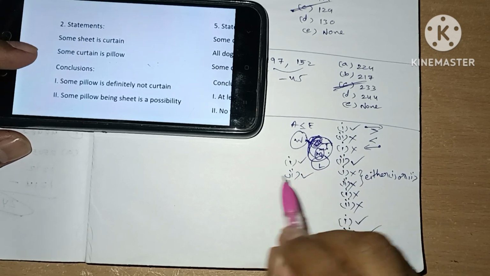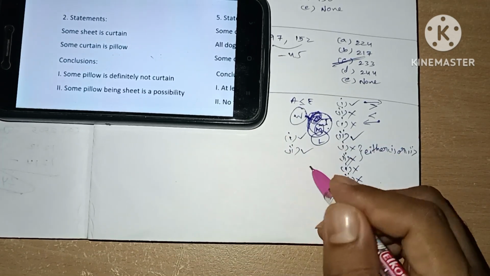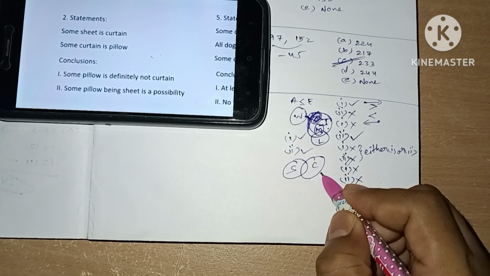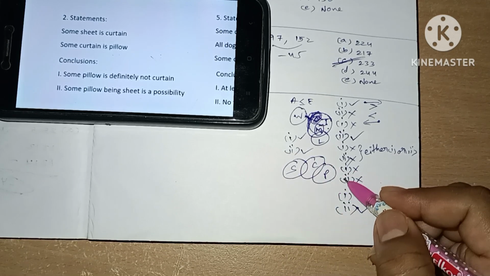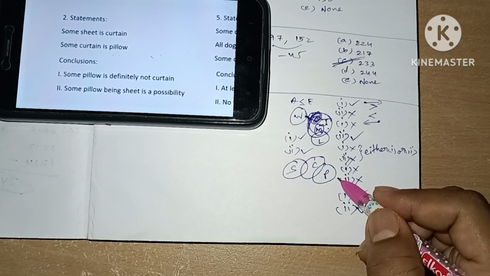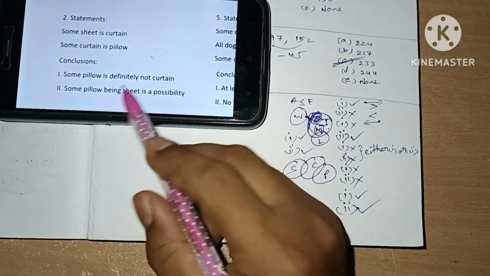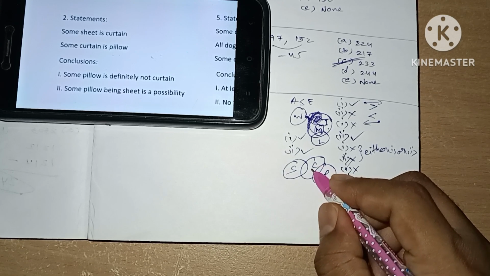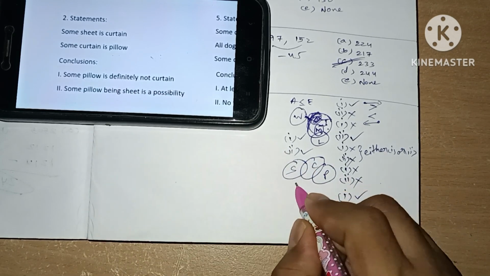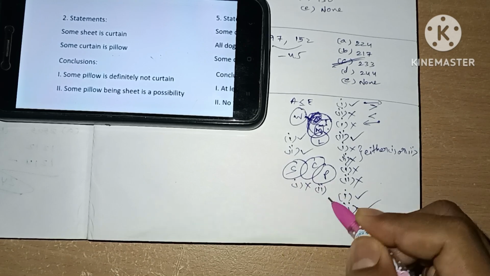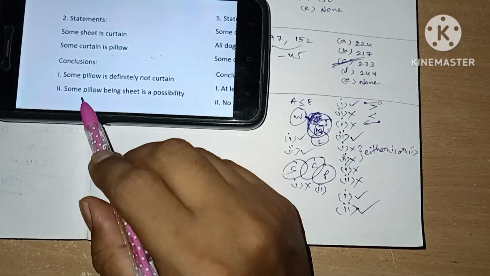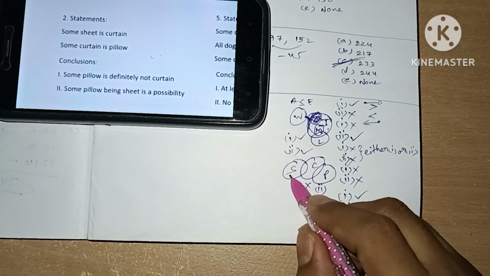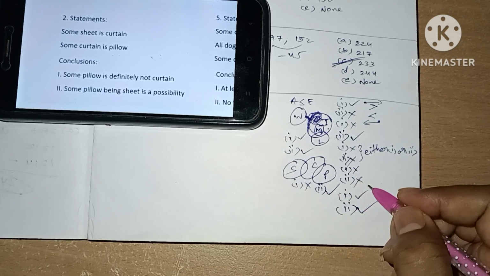Second question, some sheet is curtain. Some curtain is pillow. Let's see conclusions. Some pillow is definitely not curtain. Here we see a not, so we check whether all pillows can be curtain. All pillows can be placed inside curtain, as it is possible. If all cases are possible, the some-not case fails. So first conclusion will be false. Second conclusion, some pillows being sheet is a possibility. Some part of pillows can share with the sheets as it is possible. So second conclusion is true.